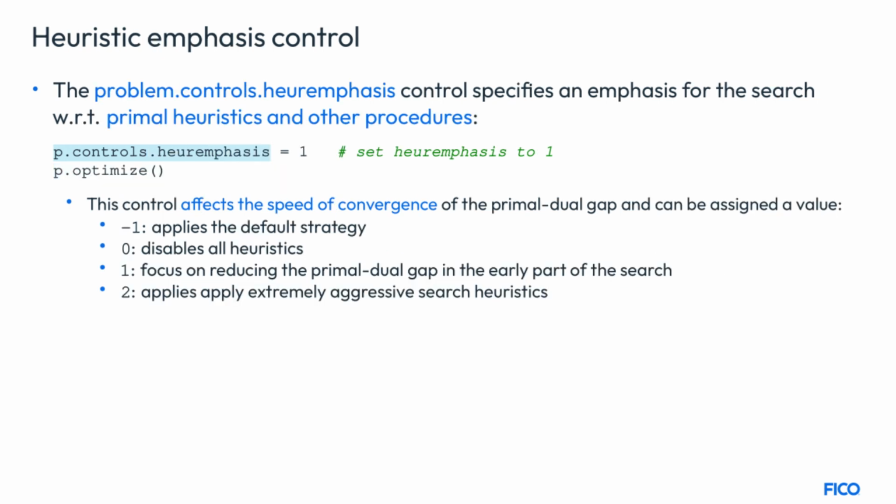An important problem control when solving mixed integer problems is the heuristic emphasis control, which instructs the optimizer on the use of heuristics in the early part of the search and can have a significant impact on the solver performance depending on the problem at hand. This control can be set using p.controls.heurEmphasis, and its default value is equal to -1, which applies the default balance strategy.